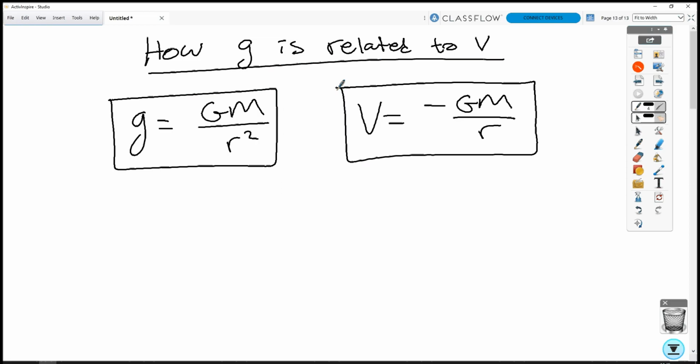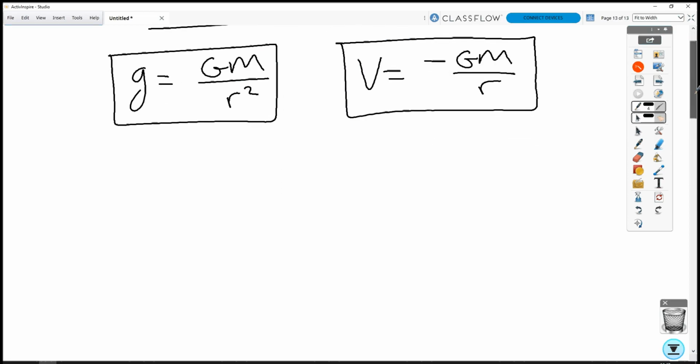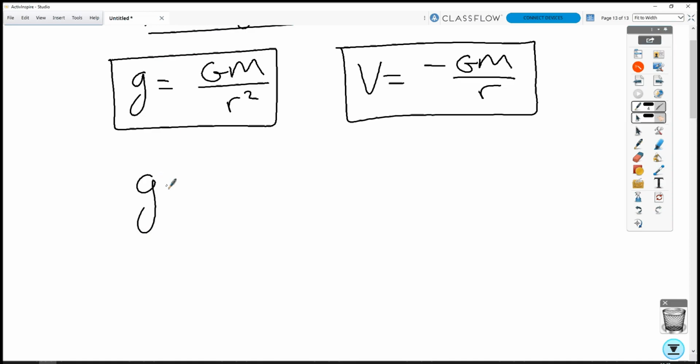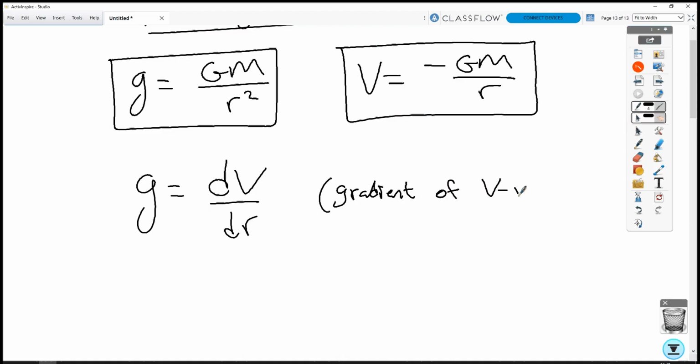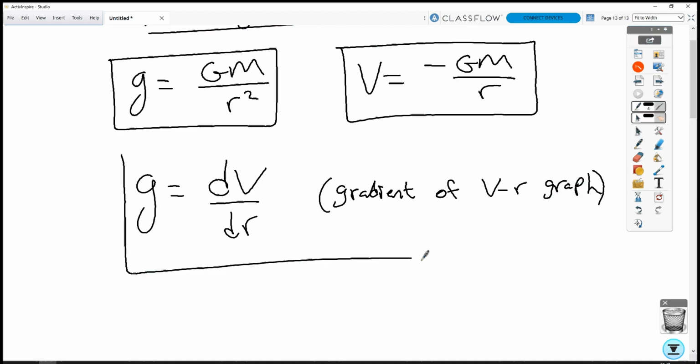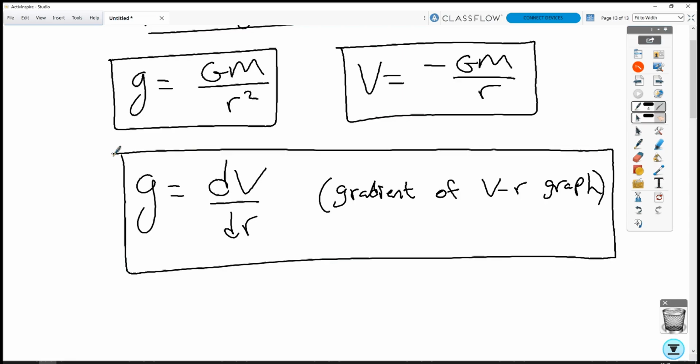The relationship between these two is that g is the gradient of V with respect to r. So g is equal to dV/dr, which means it's the gradient of a V graph. Put a box around that. Because G and M are constants, r can change, depending on where we want to be located.